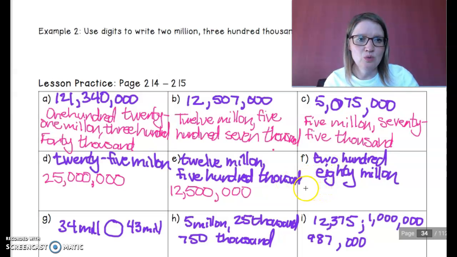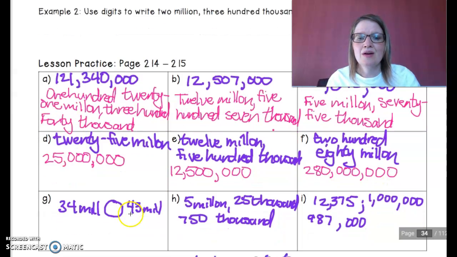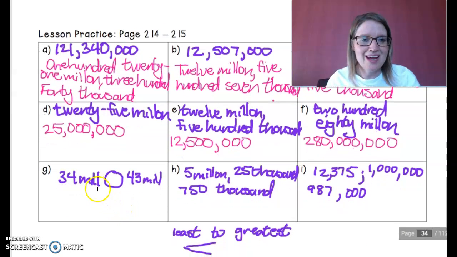280 million. Here we go. We know how to write 280. Pretty easy. And now here are the 3 zeros in the thousands. And then 3 more zeros. That's a lot. Finally, I'm sorry I had to abbreviate a little because I just could not fit it in.